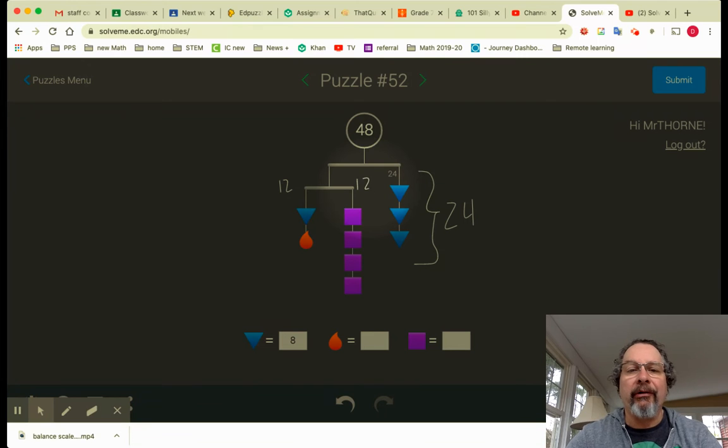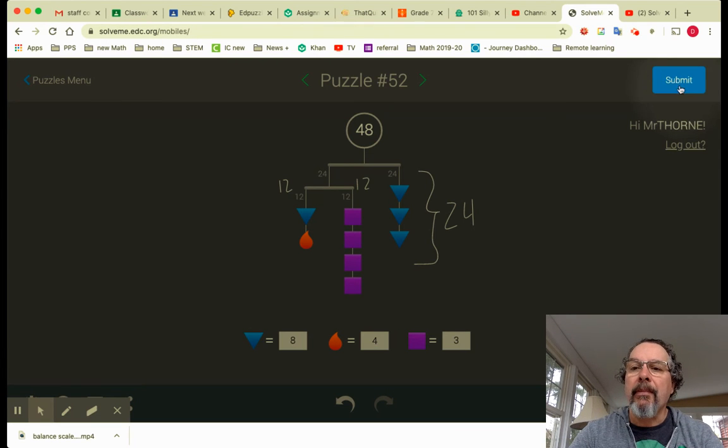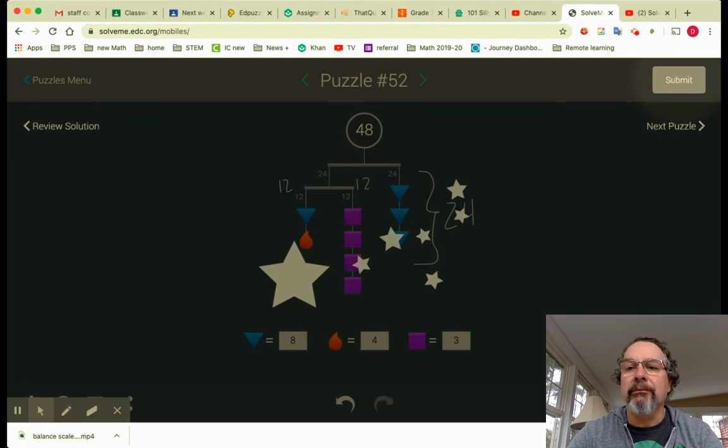Now, if you're doing this on your own, you could easily decide which one you want to solve. We have 4 squares equal 12. 12 divided by 4 squares means that 1 square would be 3. In this case, we have a total of 12. We already have 8 of those 12 accounted for. So the droplet, the orange drop, would have to be 12 minus 8. That would have to be 4. We'll submit it. Go on to another one.